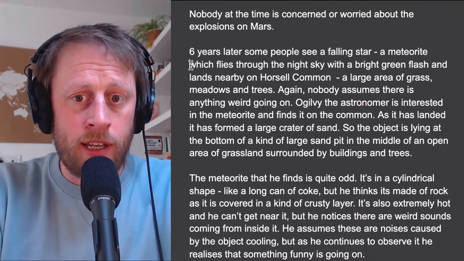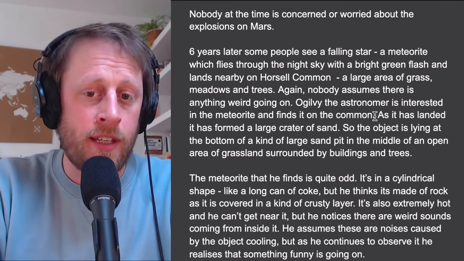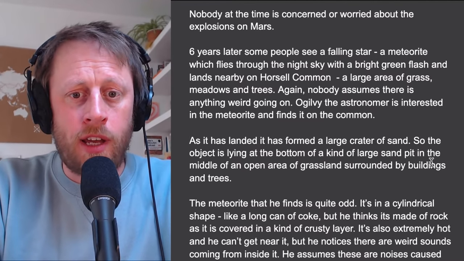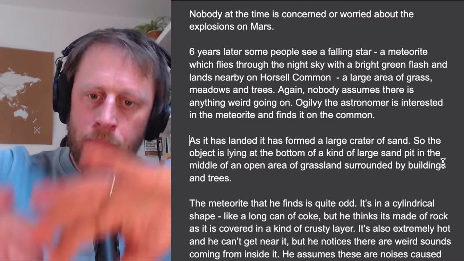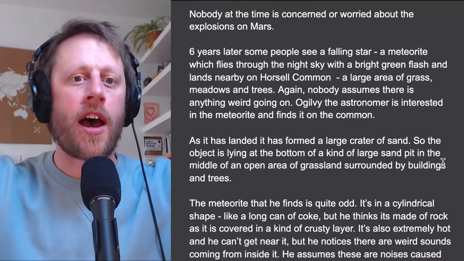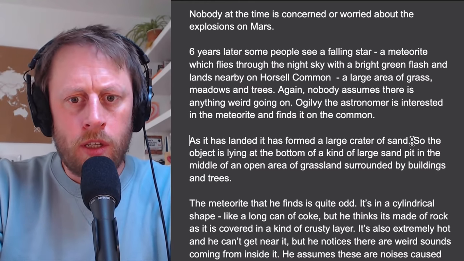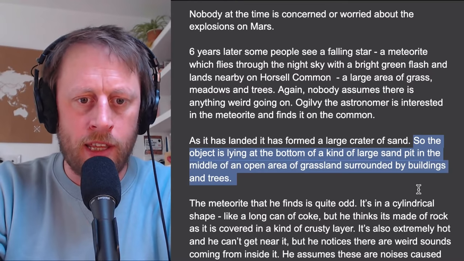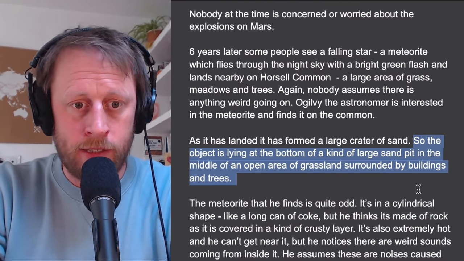Ogilvy the astronomer is interested in the meteorite and finds it on the common. He goes down to investigate and he finds it. As it has landed, it has formed a large crater of sand. So poof, it's impacted on the ground, pushing all the sand to the sides, creating a sort of sand pit. So the object is lying at the bottom of a kind of large sand pit in the middle of an open area of grassland surrounded by buildings and trees.